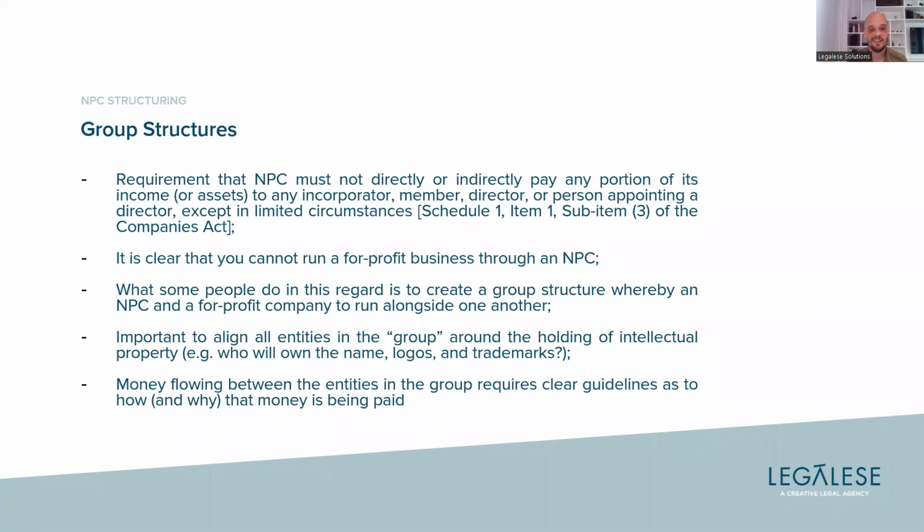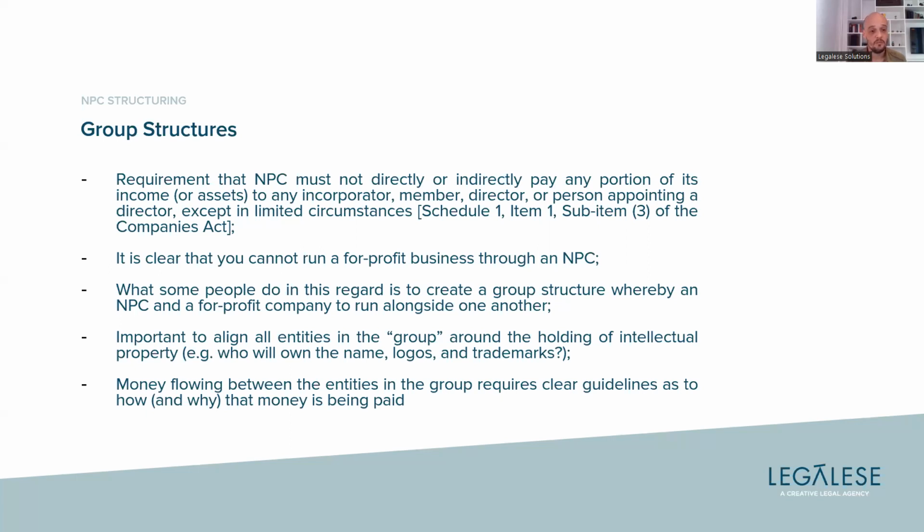So from my first point, it's quite clear that you cannot run a for-profit business through an NPC. It's also baked into the name. A non-profit company, where you would assume that you cannot run it for profit. What some people do in this regard is to create a group structure whereby an NPC and a for-profit company run alongside one another. In these circumstances, it's quite important to align all the entities in the group around the holding of intellectual property. For example, who's going to own the name, who's going to own the logos, who will be the holder of the trademarks.